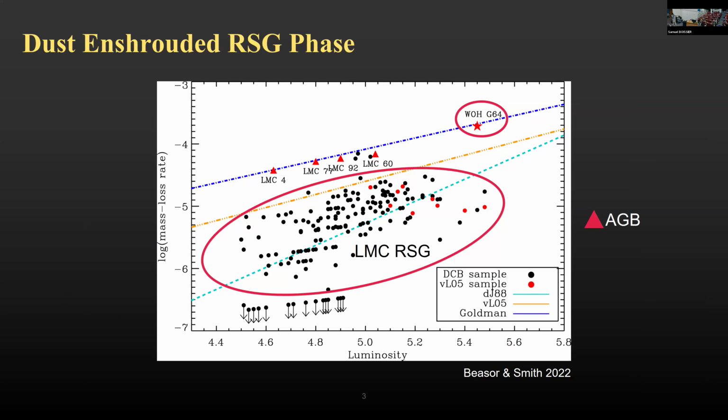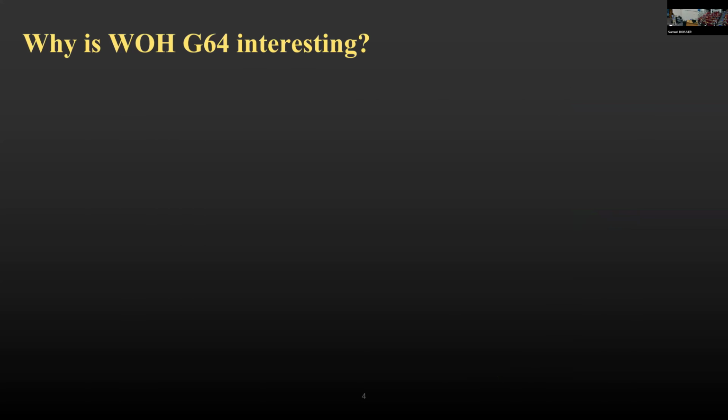So as for the dust-enshrouded red supergiants, if you look at the mass loss rate versus the luminosity plane, for the LMC red supergiant, you see that WOH G64 is basically an outlier in the sample. So many people actually argue that all the single red supergiants go through a phase like the dust-enshrouded phase, and that is a phase where they have very extreme mass loss rates. So why do we actually care about this red supergiant?